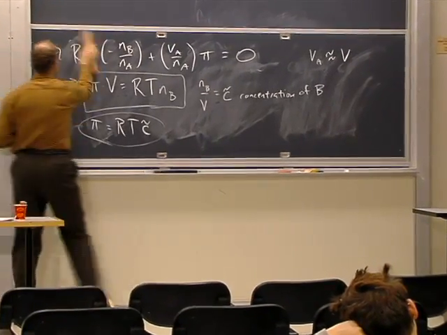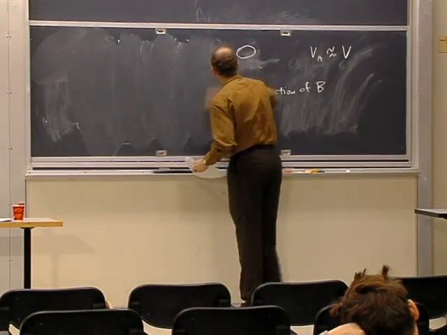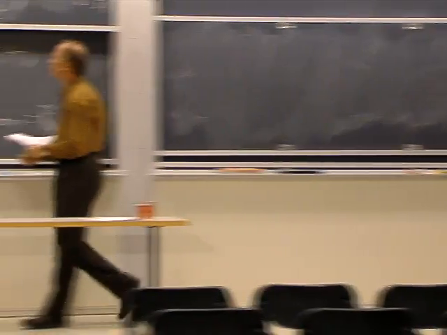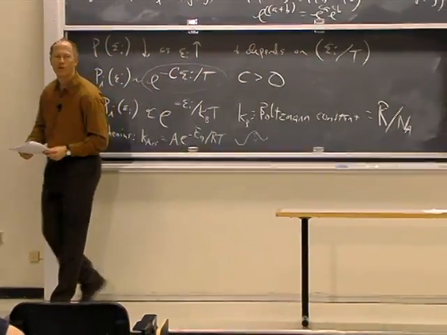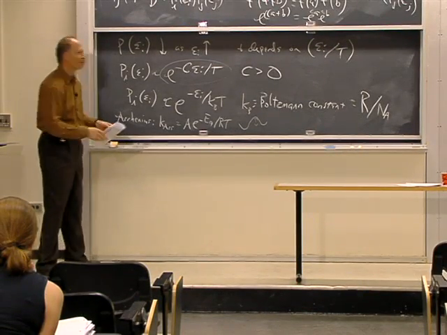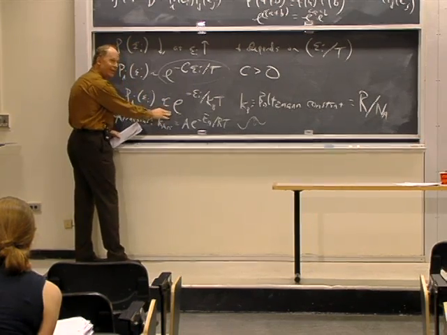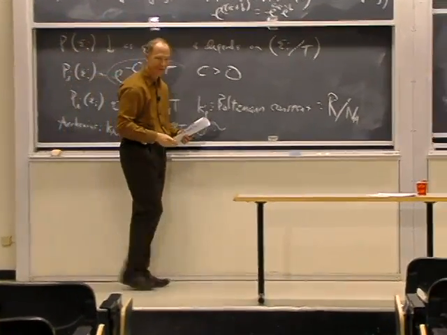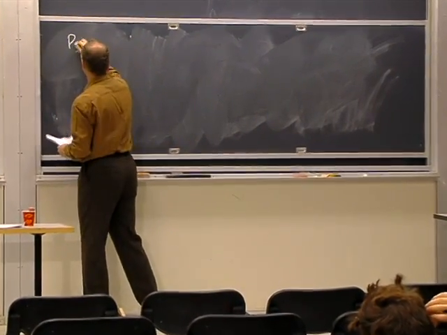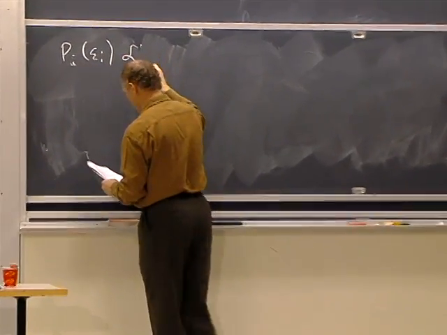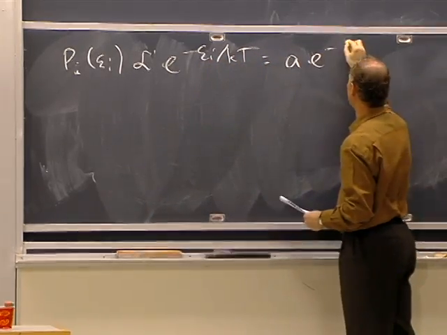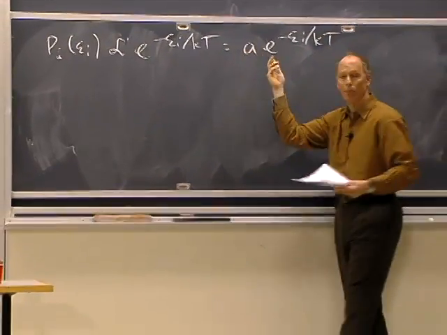Okay. Let me just take it one small but important step farther, which is that proportionality constant. Couldn't we do better? Couldn't we figure out what exactly it is, not just what it's proportional to? Well, let's try. As we've written it, pi of EI is proportional to e to the minus EI over KT. We could write that as equals A e to the minus EI over KT. This is just some proportionality constant.